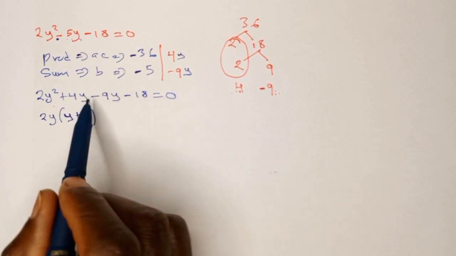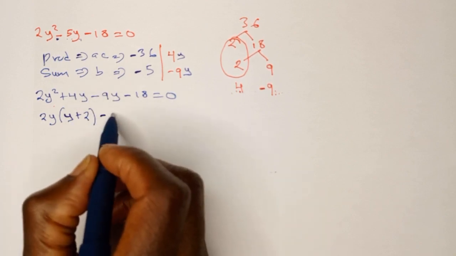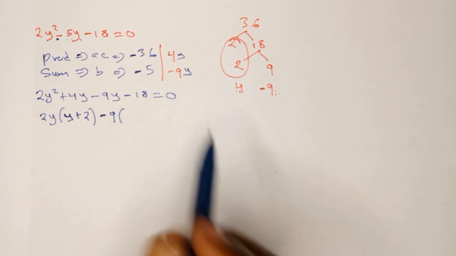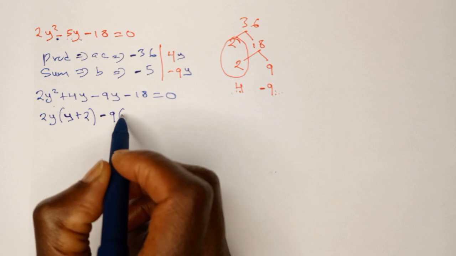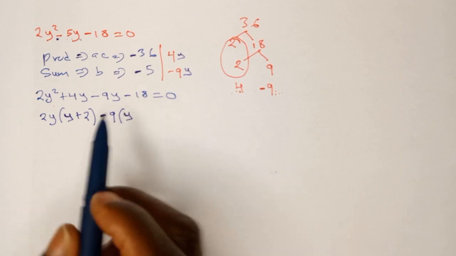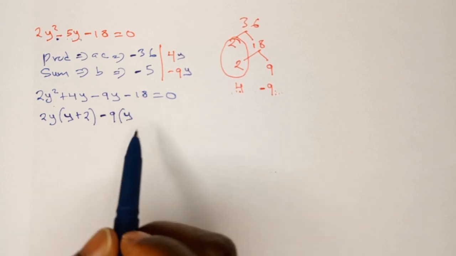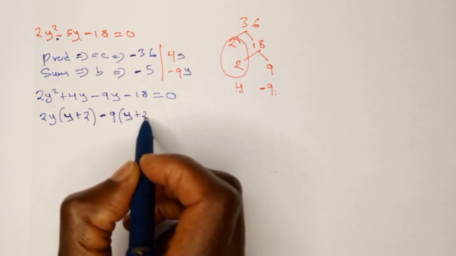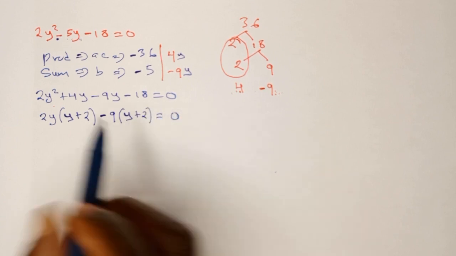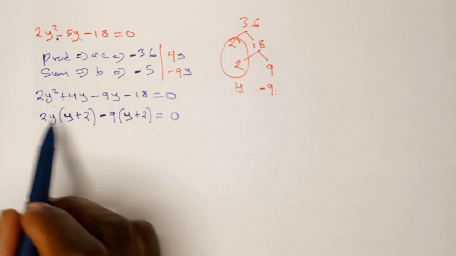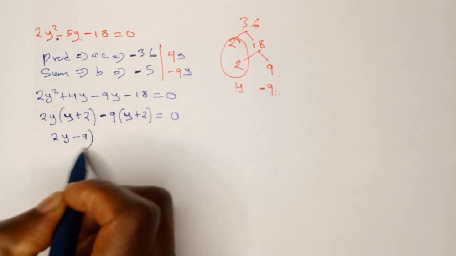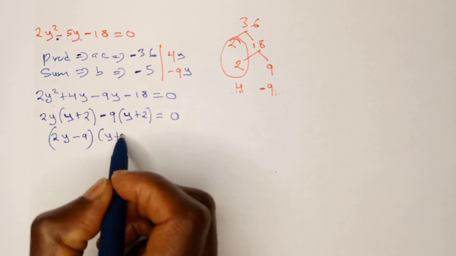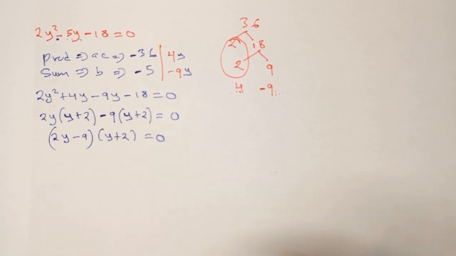Check whatever is common here. It is minus 9. Factor it outside. Negative 9 goes into negative 9y how many times? It goes there positive y. Negative 9 goes into negative 18 how many times? It goes there plus 2. Is equals to 0. So since these brackets are the same, put this one under one bracket. This will be 2y minus 9 and y plus 2 is equals to 0.